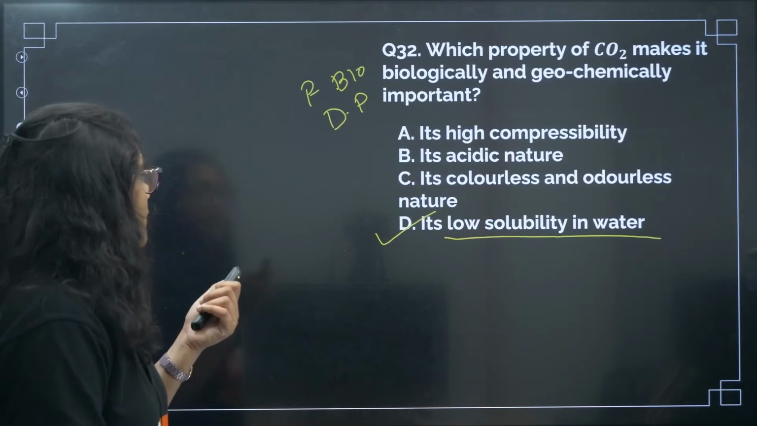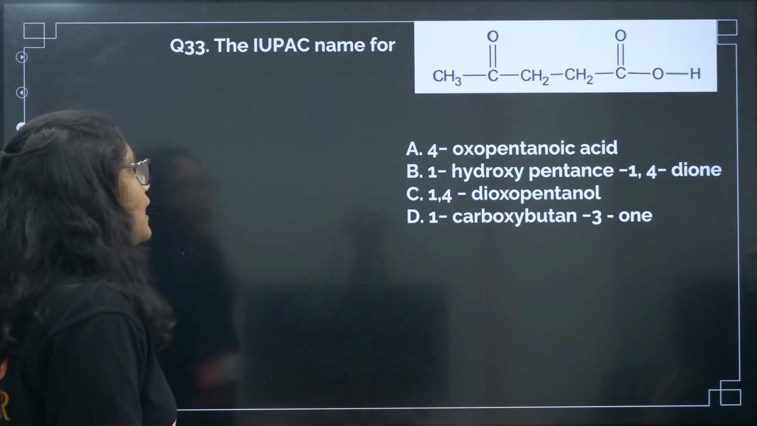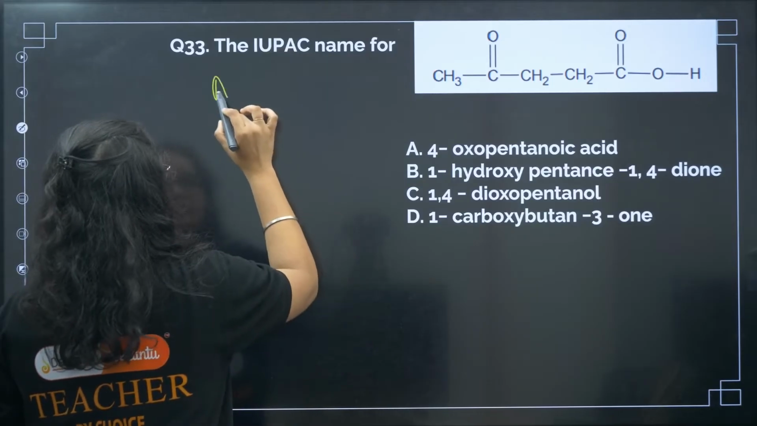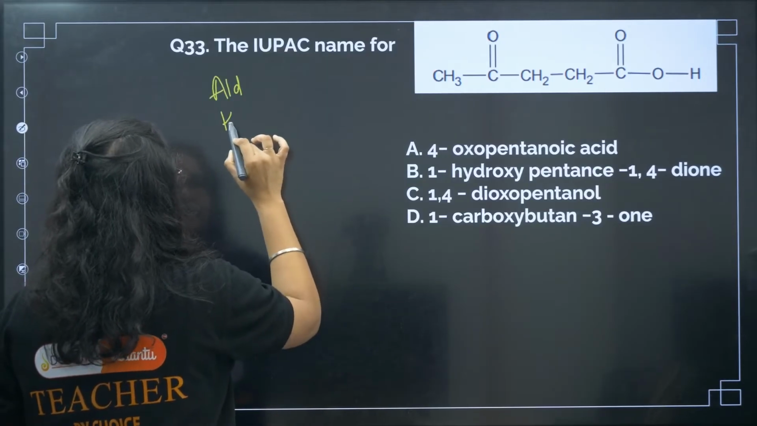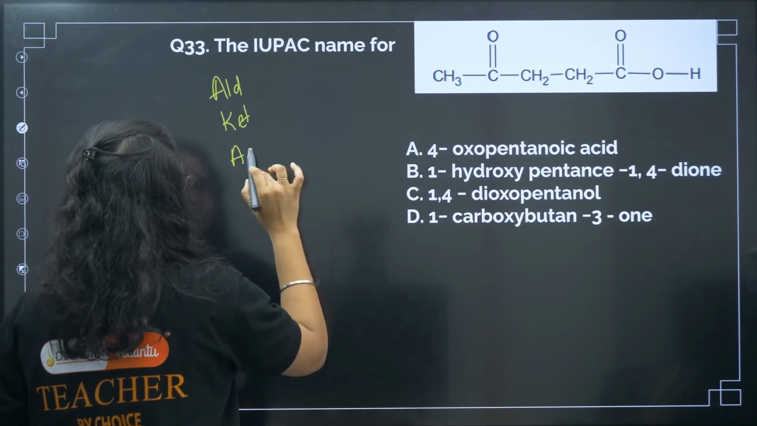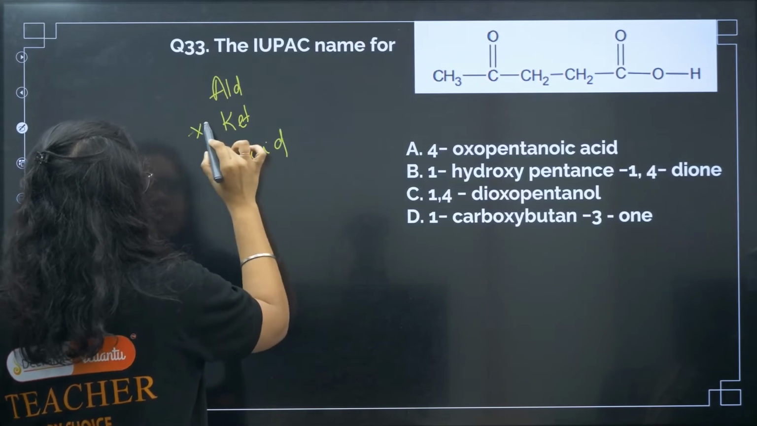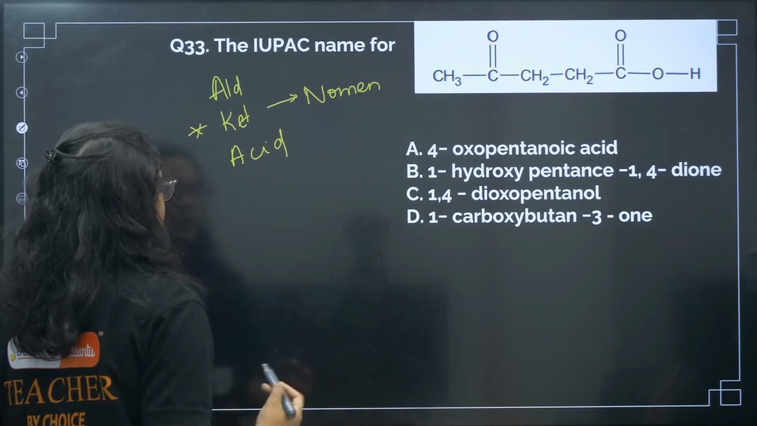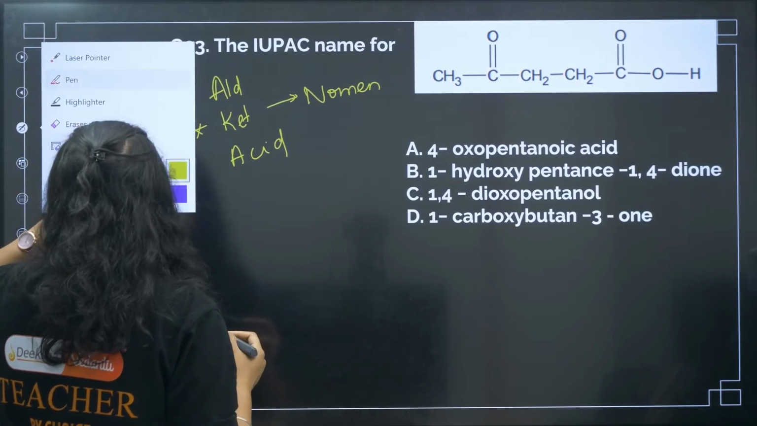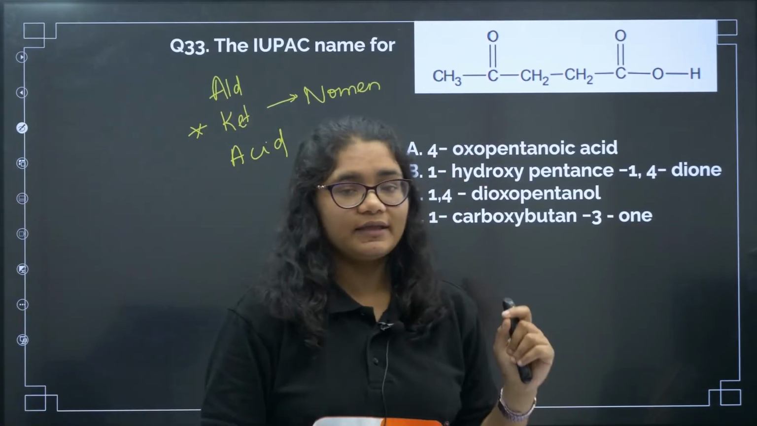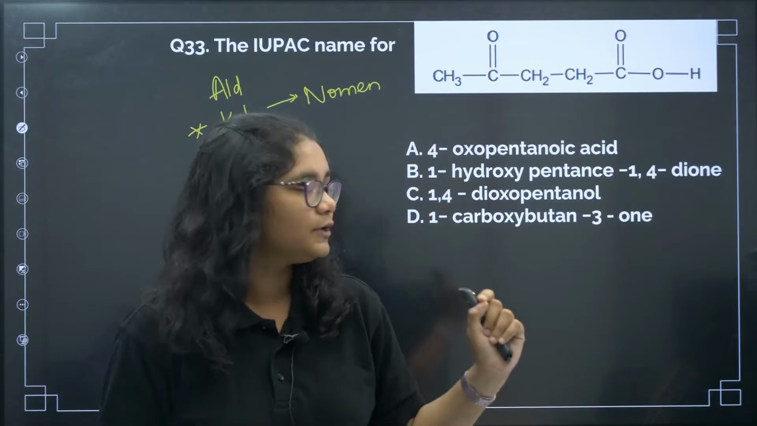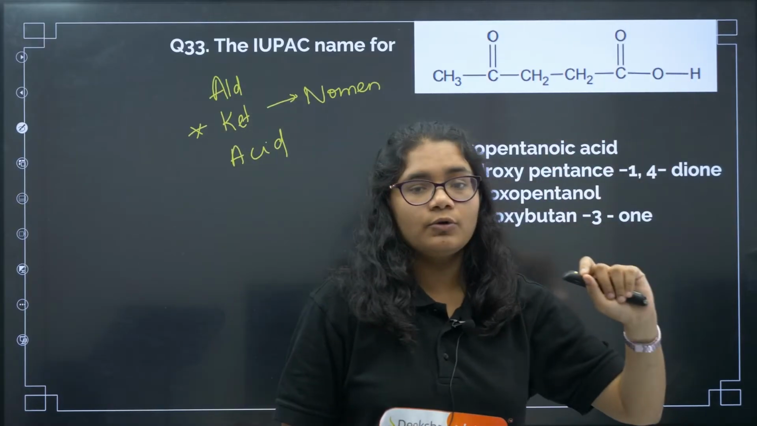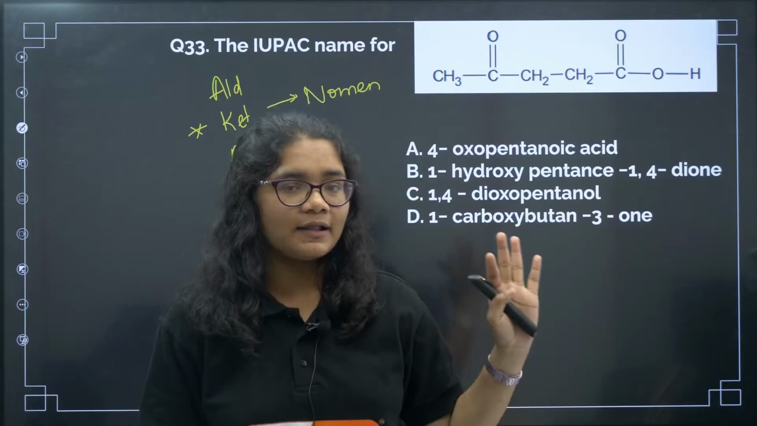Now coming to question number 33, the IUPAC name. This question has come from your aldehydes, ketones and acids chapter, a very important and high weightage chapter, and the subtopic is nomenclature. When two functional groups are there, we follow the priority order, and you know that the COOH group will be given higher priority than the ketone group.